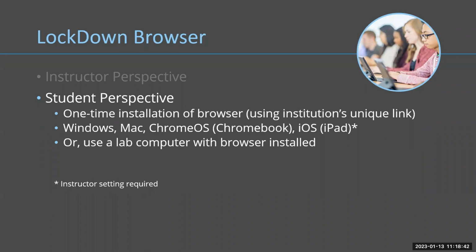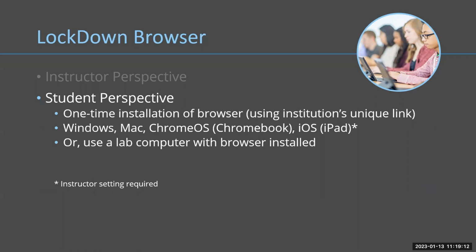And you heard me just mention this, but I'm going to say it again. The student can test on a Windows device, so it could be a laptop, a desktop, a Mac, a Chromebook, or an iPad, or even a lab computer where that browser's been installed. Now, we just talked about iPads and how you have to check the box, so just make sure that you've checked that inside of the advanced settings for the instructor so that the student can use that device.